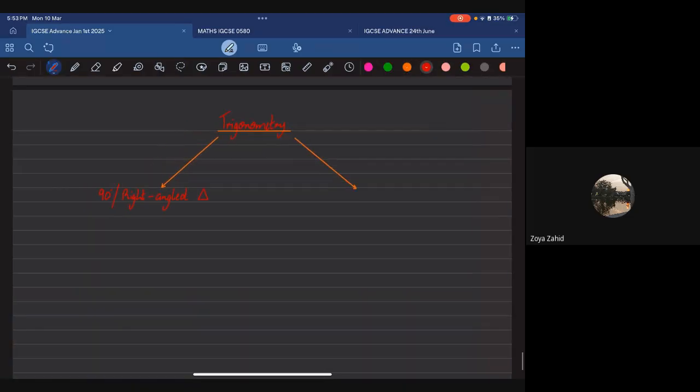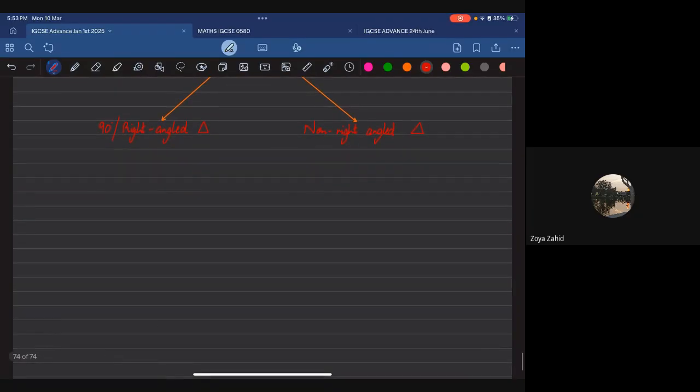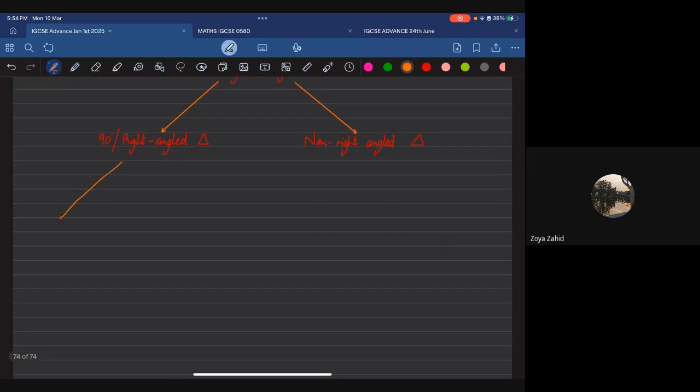So over here, you're going to have non-right angled trigonometry. Trigonometry of two types exists. In your 90-degree or right angle trigonometry, further two things you'll learn. What will those two things be, guys? Any idea? You're going to be learning your Pythagoras theorem. Very easy, basic, like grade 6 material. Pythagoras' theorem.